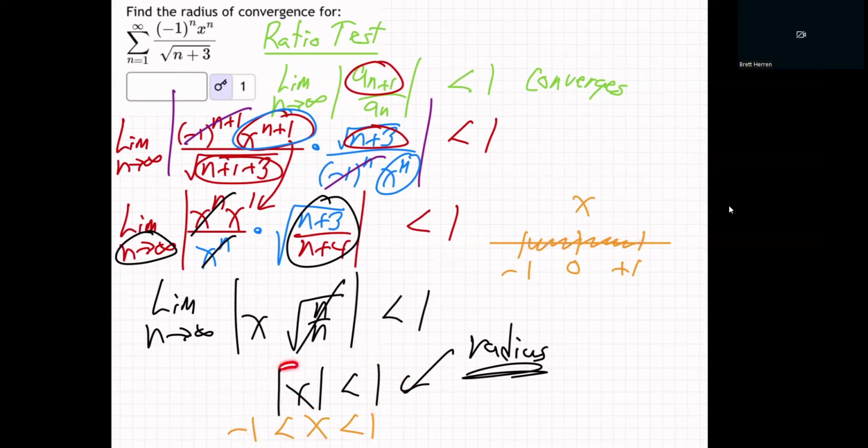Anywhere between -1 and +1 is what the absolute value of x less than 1 means. You can put any number like -0.7. The absolute value of that would be 0.7, which is less than 1. You can put +0.8, and the absolute value is less than 1. Anything between -1 and +1. So the radius of convergence is 1. And so there we go.